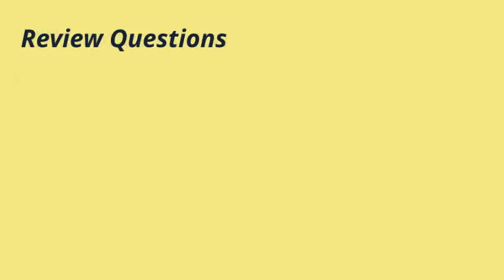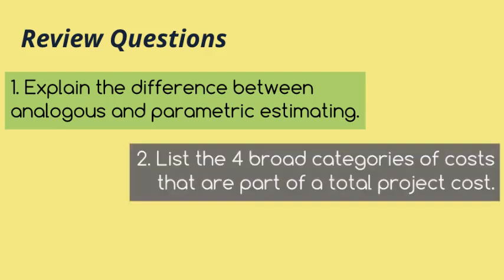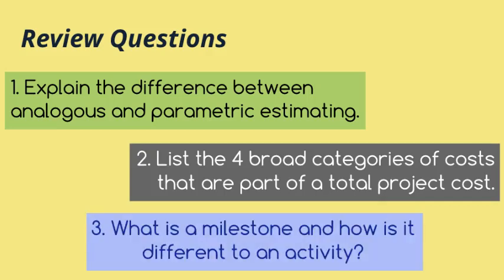So to wrap it up, let's look at some review questions. Number 1, explain the difference between analogous and parametric estimating. Number 2, list the 4 broad categories of costs that are part of a total project cost. Number 3, what is a milestone and how is it different to an activity? Make sure you answer these questions and bring them along to the week 2 tutorial.